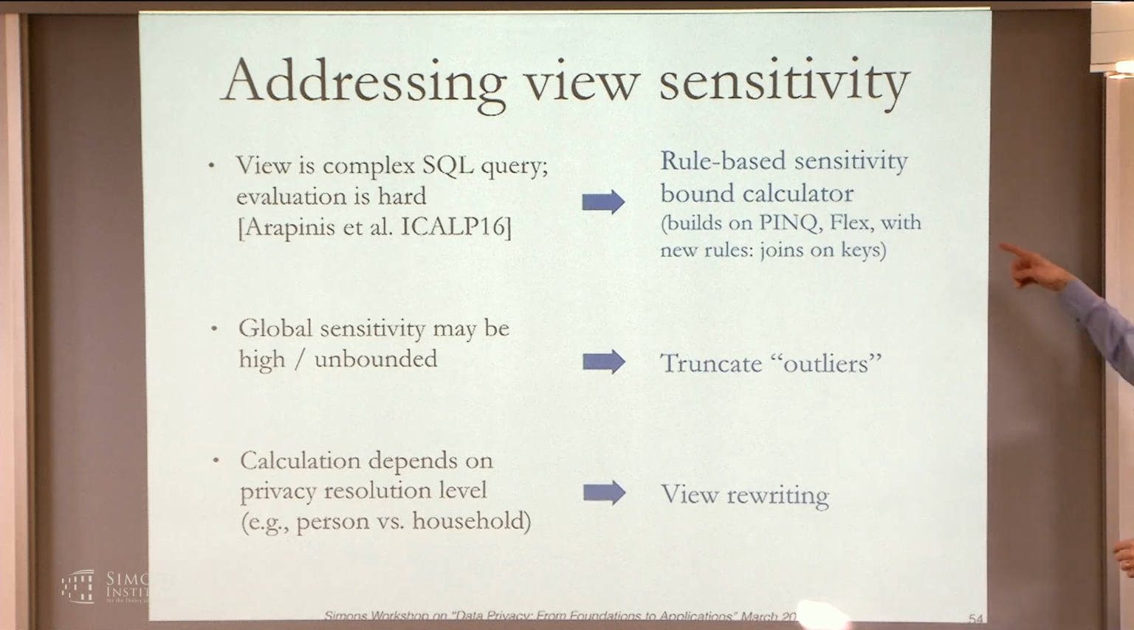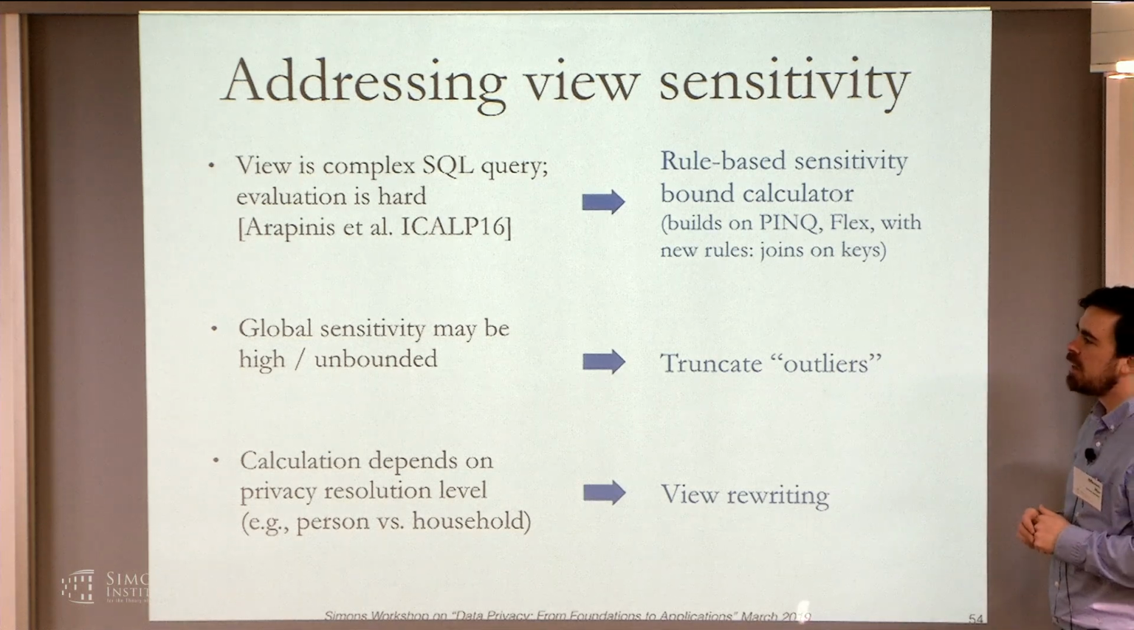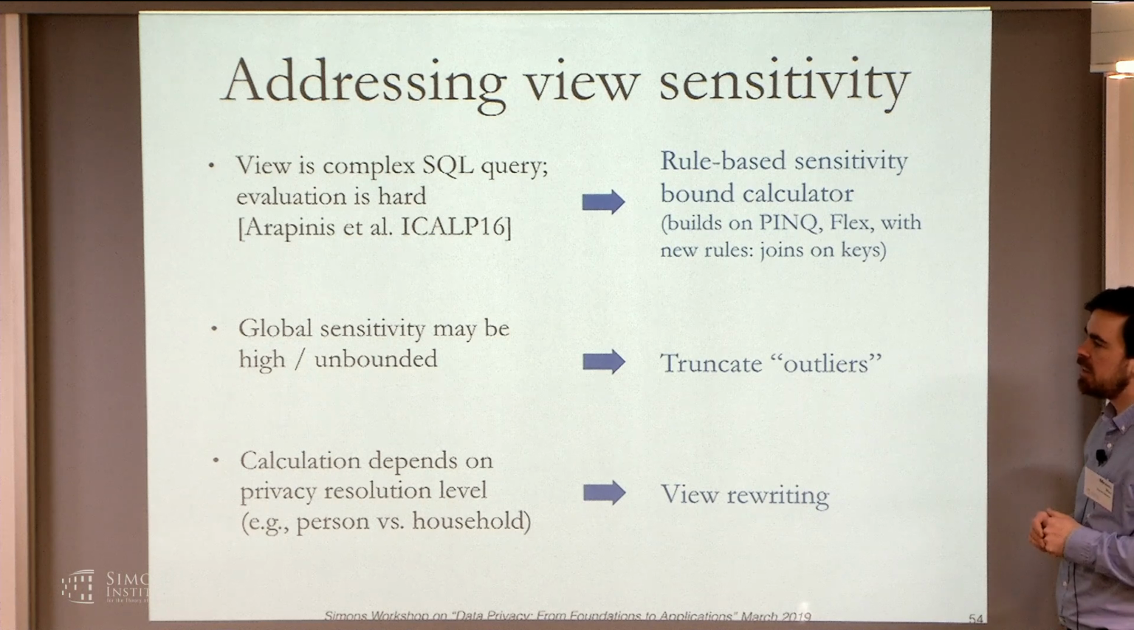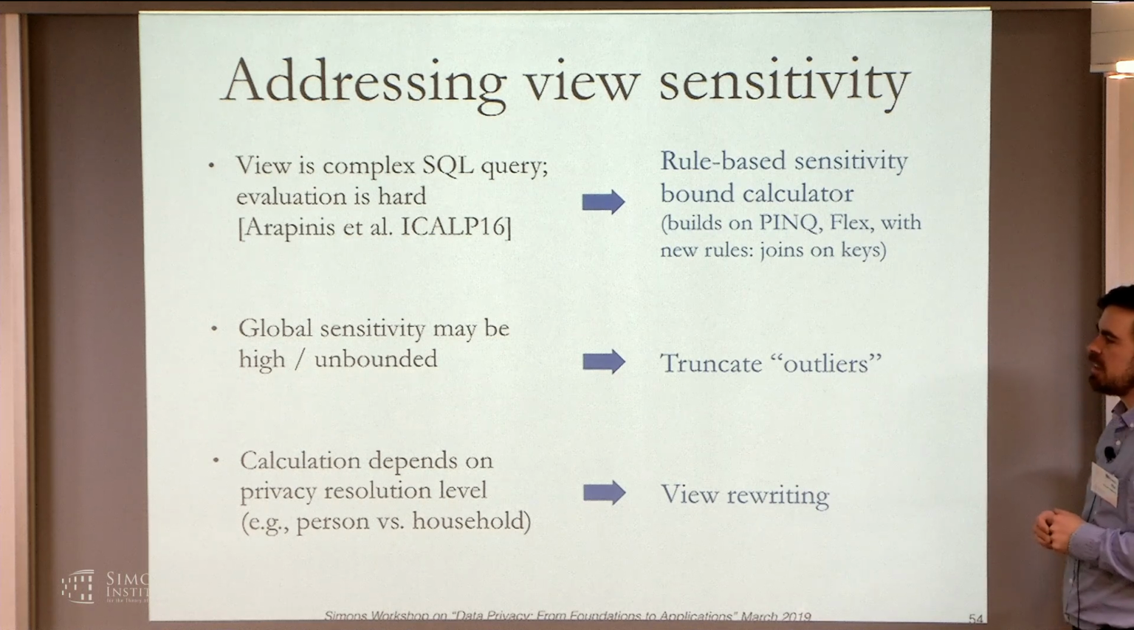And so now our sensitivity calculator can reason about that and say, well, I know that because of this truncation operator, now I can bound the sensitivity. The size of the range is smaller, mainly. Yeah. I mean, you can fix the range.